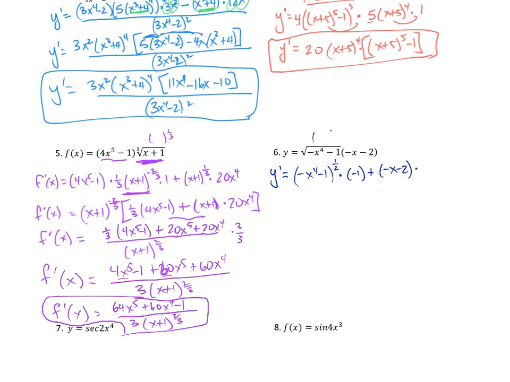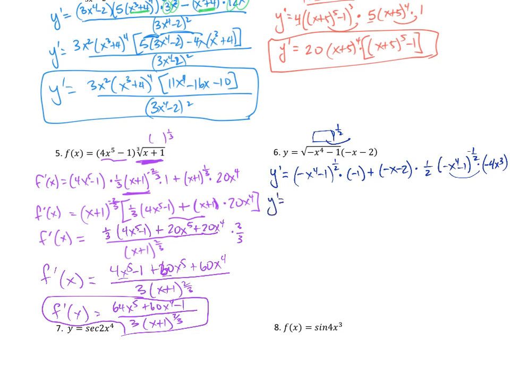Remember, this is to the 1/2 power, so this will be 1/2 negative x to the fourth minus 1 to the negative 1/2. Now I have to apply the chain rule to that, so that's negative 4x cubed right there. Because this was my box, I did the derivative of that part, then I got to do the derivative of the inner part, because that's the composition.